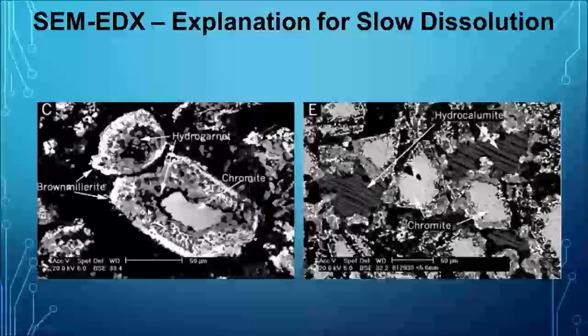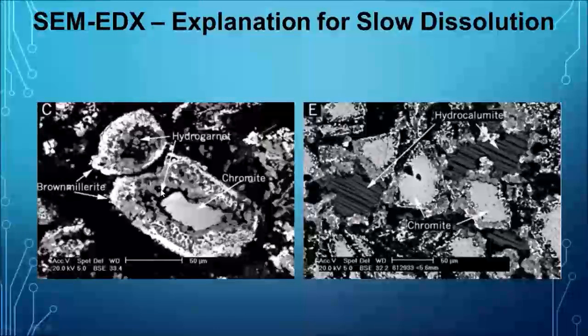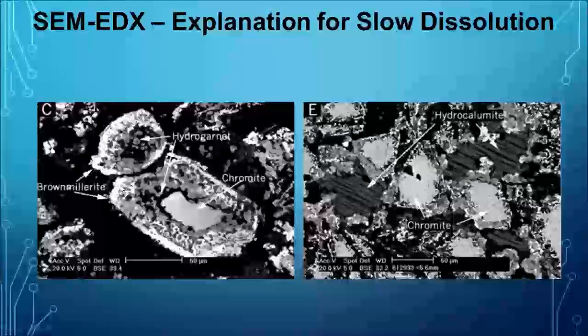Here was the chromite in the middle, which is the unreacted material. And on the outside we have the brownmillerite. That was the hard rim. But if you look where we find the hydrogarnet, it's inside that rim. So it's at least being in part protected by the outer coatings on these minerals. And that might be part of the explanation for the slow dissolution. On the right you have the hydrocalamite, and again there's some kind of protective material around the outside, at least of some of the hydrocalamite.